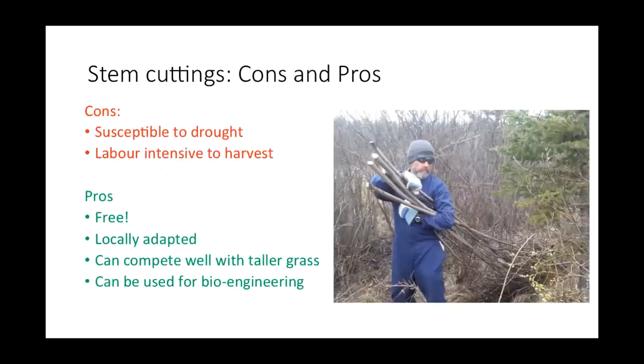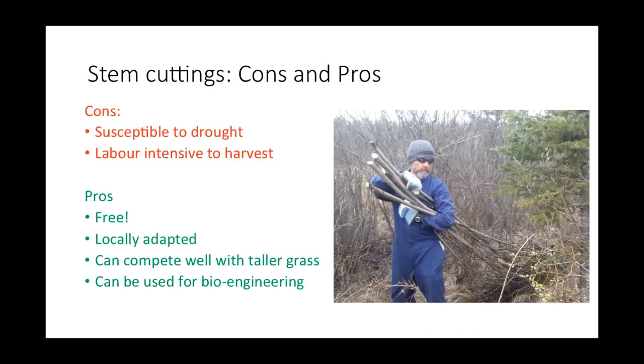I just want to mention some cons and pros of stem cuttings. We found they're a bit susceptible to droughts because they take a little bit of time to get their root system established. So if you have a really dry year, it can be tough on them. They are labor intensive to harvest. You have to get a good stand of willow and get busy with loppers and pruners, but they are free. They're locally adapted. They have similar genetic material to your site if you can get them nearby.